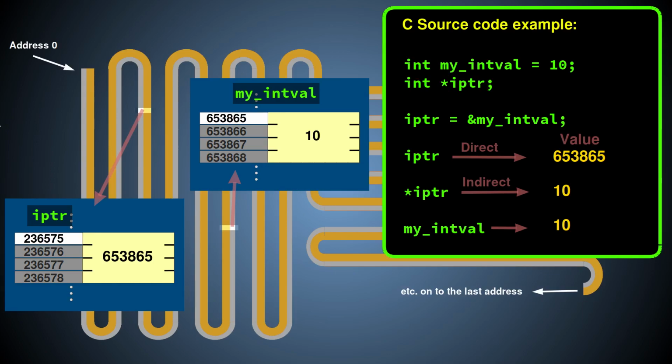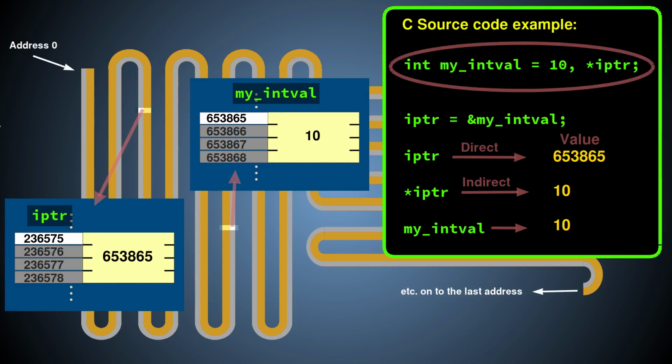You can even declare standard ints and pointers to ints in the same line, using a comma as a separator. So I could have written the declarations for both variables in our example code in one line, like this. This is not specific to the int data type. The same rules apply whatever data type we use.